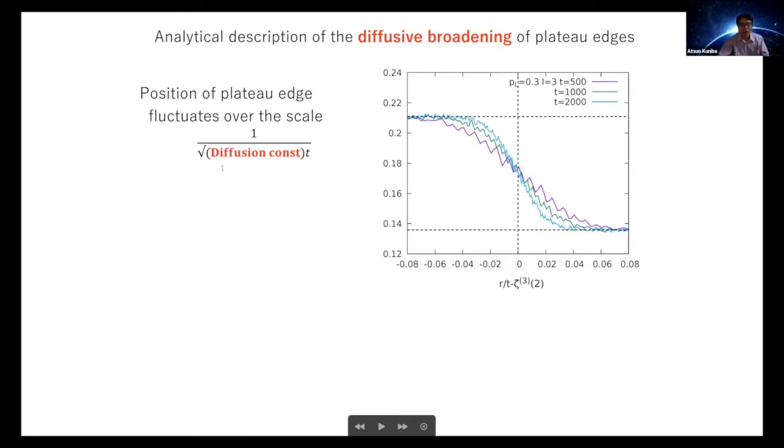Anyway, so, the analytical description of the diffusive broadening of the plateau edges. This is a zoom in on the softening or broadening of the plateau edge. So there should be some diffusion effect. On general grounds, we expect such corrections, and the problem is to determine this diffusion constant. There is some theory, paper and literature on how to do that by using TBA and GHD.